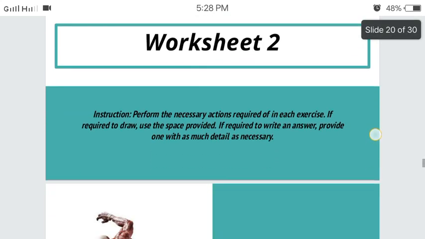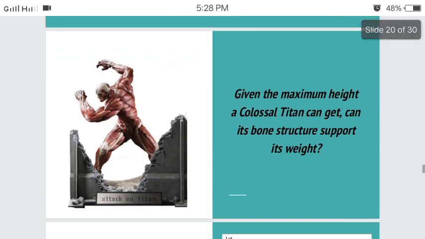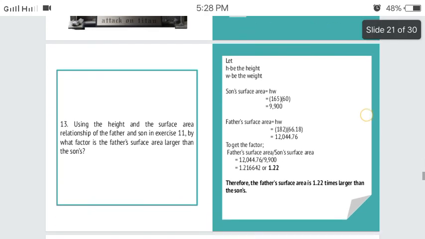For worksheet 2, question number 13: using the height and the surface area relationship of the father and the son in exercise 11, by what factor is the father's surface area larger than the son's? So let H be the height and W be the weight. The son's surface area is equal to height times weight, or H times W.